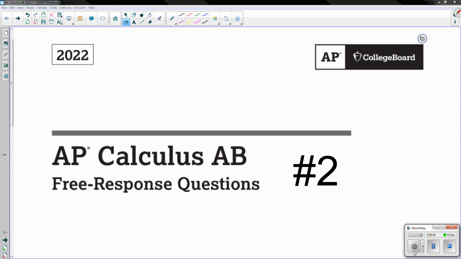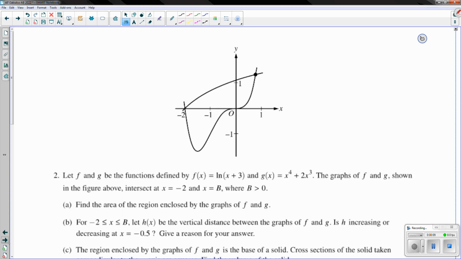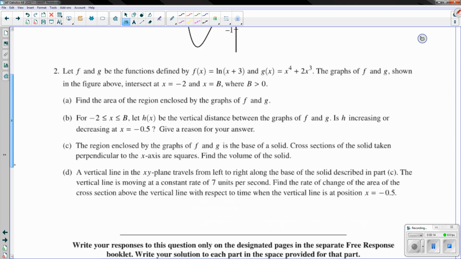2022 AP Calculus AB free response question number 2. So we're given a graph here with two functions, so let's read the question.